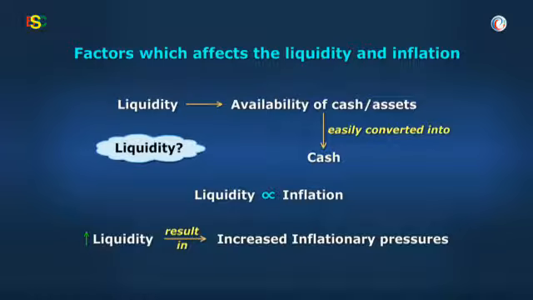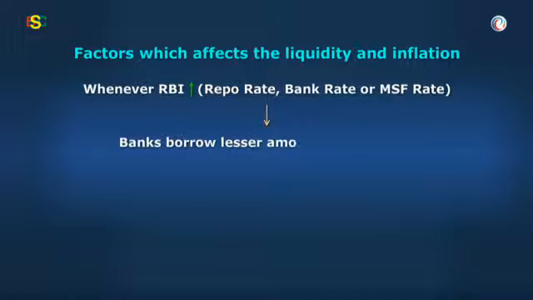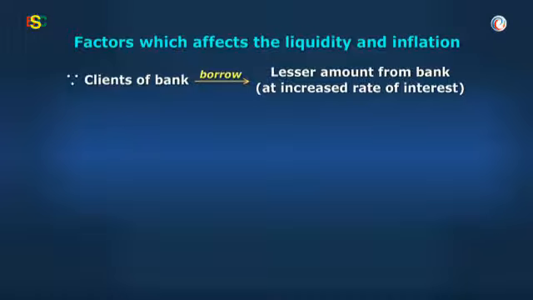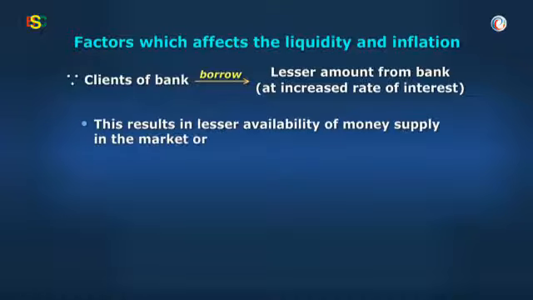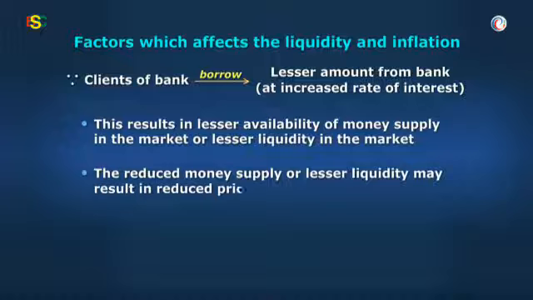So true, Vidya. Whenever the RBI increases the repo rate, bank rate or MSF rate, the banks borrow a lesser amount from the RBI, or clients borrow a lesser amount from the bank at the increased rate of interest. This results in lesser availability of money supply in the market, or say lesser liquidity in the market. The reduced money supply or lesser liquidity may result in reduced prices and lower rates of inflation.